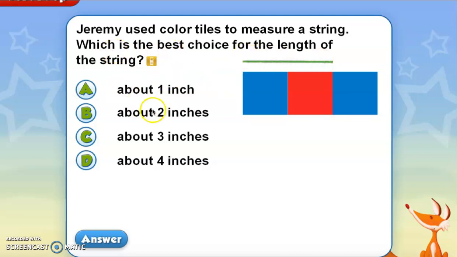We can say that the string is about 2 inches, right? Because again, it goes right to that second tile. It doesn't go to the third one. It's not short enough to just be 1 tile, right? And 4 inches, well, the string doesn't even go to 3 inches, so it definitely can't be 4 inches. So the best answer here would be about 2 inches.